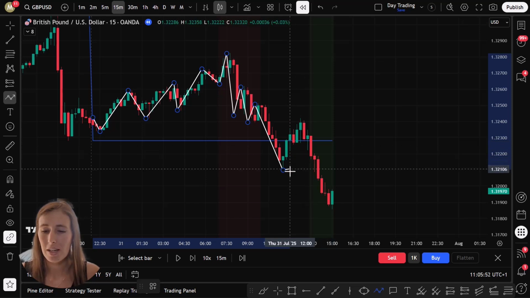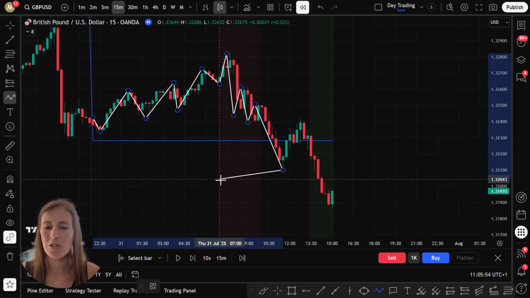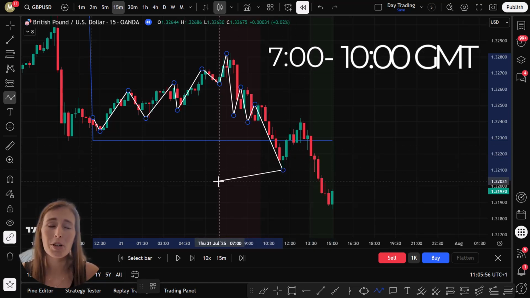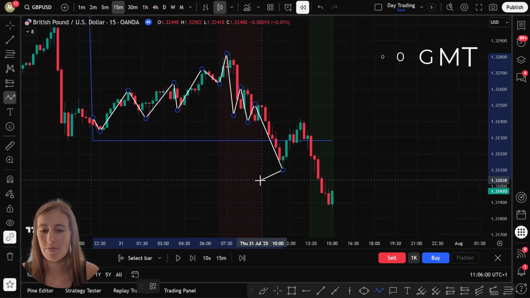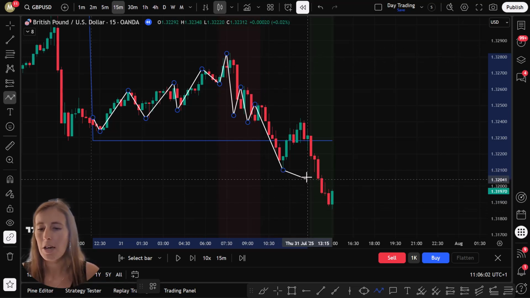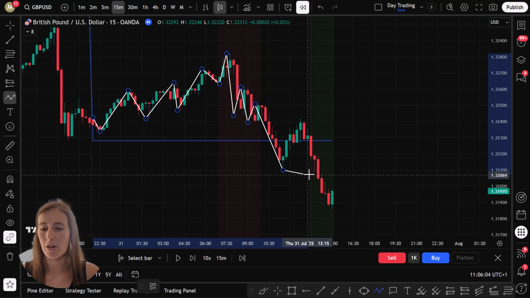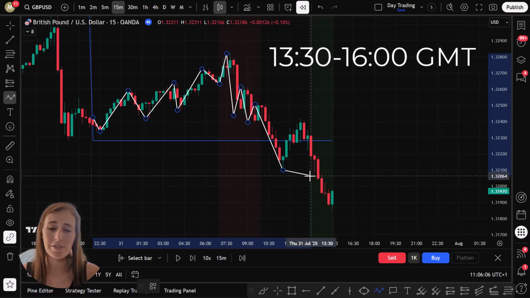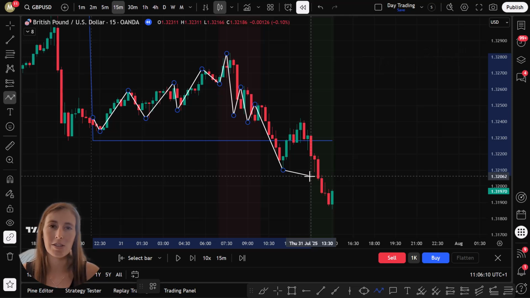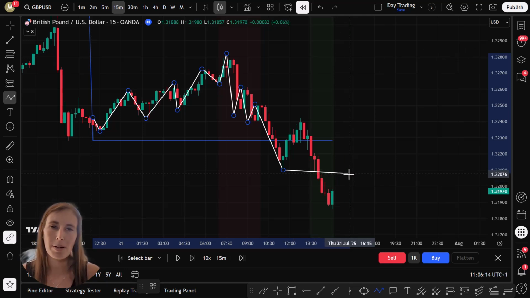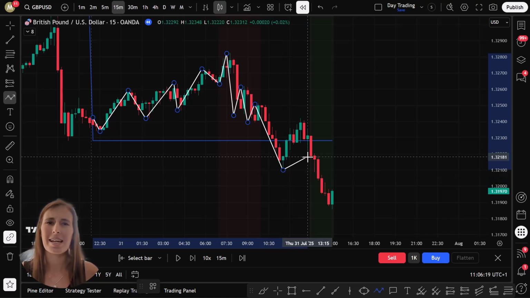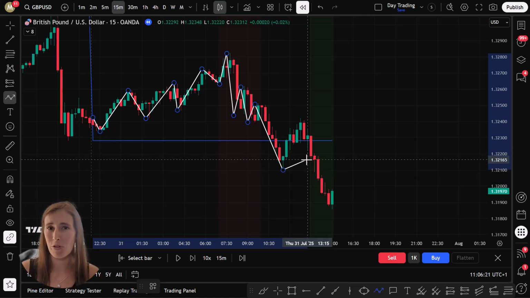And in case you're wondering, the London session usually runs between 7 o'clock in the morning GMT once that news has been released to around about 10 o'clock in the morning GMT. The New York session starts around about 1:30 in the afternoon GMT, usually when the high impact USD news is released, and this will trade until around about 4:30 in the afternoon. As I am based in the UK, my timings reflect that.